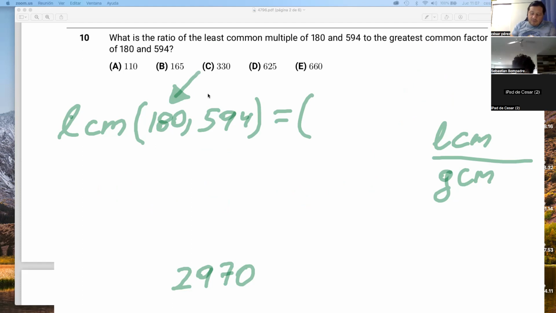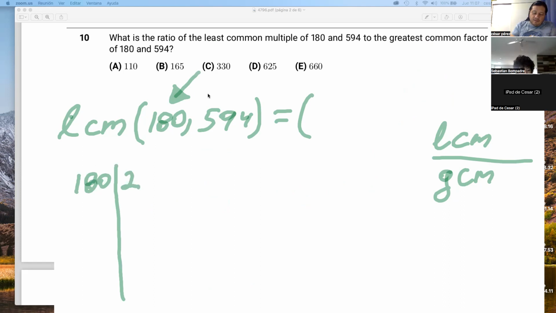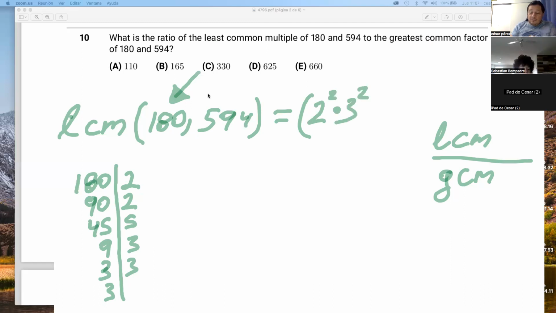Vamos a factorizar este número. ¿Cómo queda su factorización? Tiene mitad. Tiene quinta. Tiene tercera. So we got 2 at 2, 3 at 2, and 5. Okay? Do you understand this? Yes. Okay.